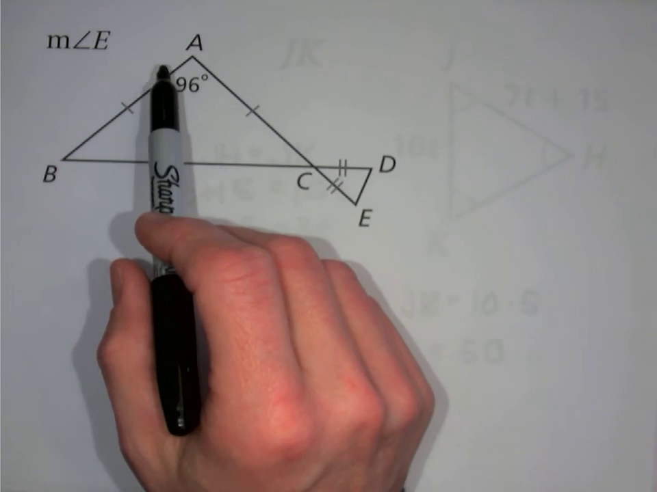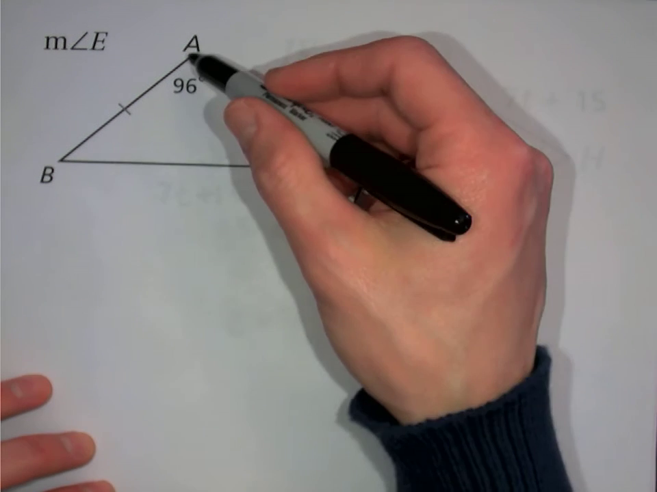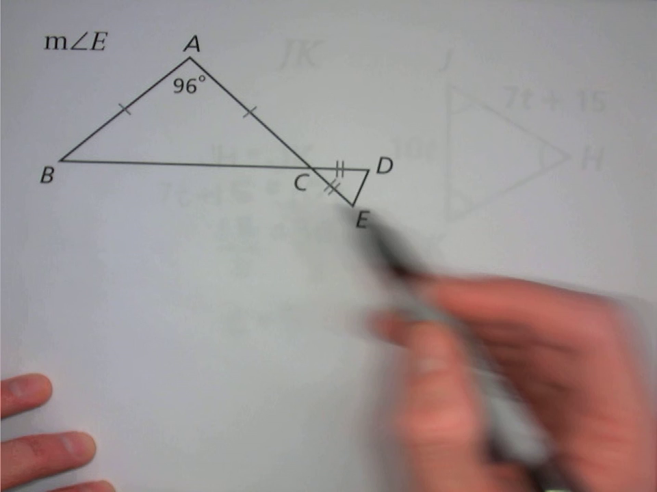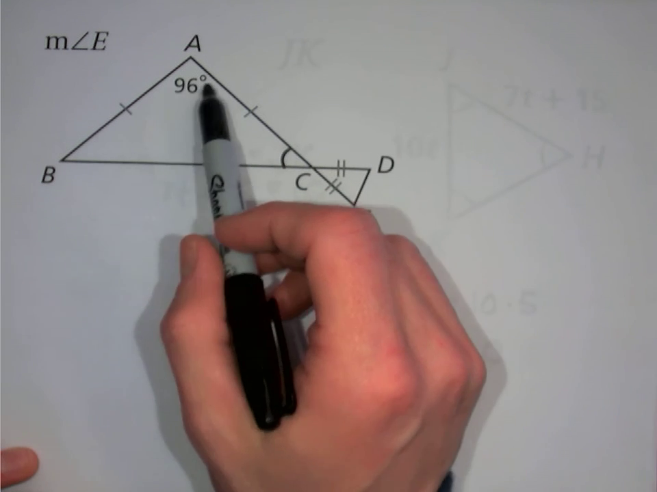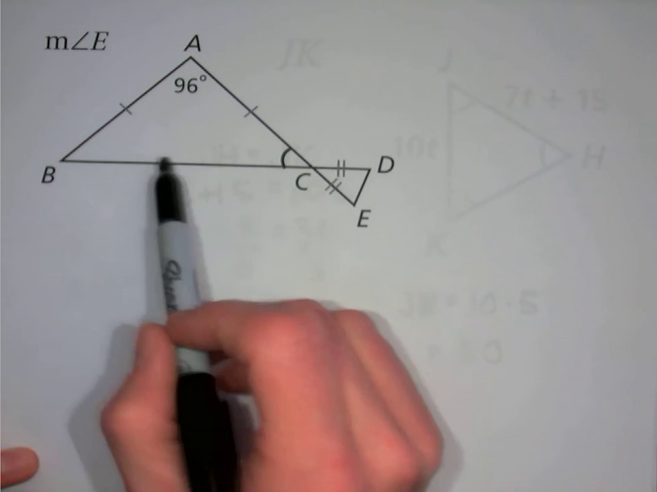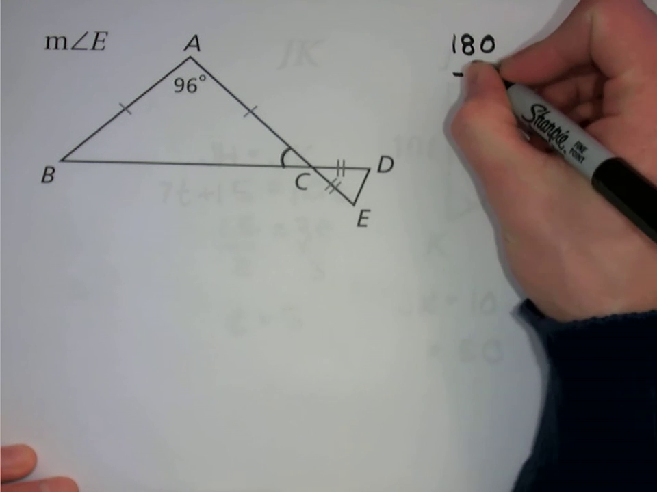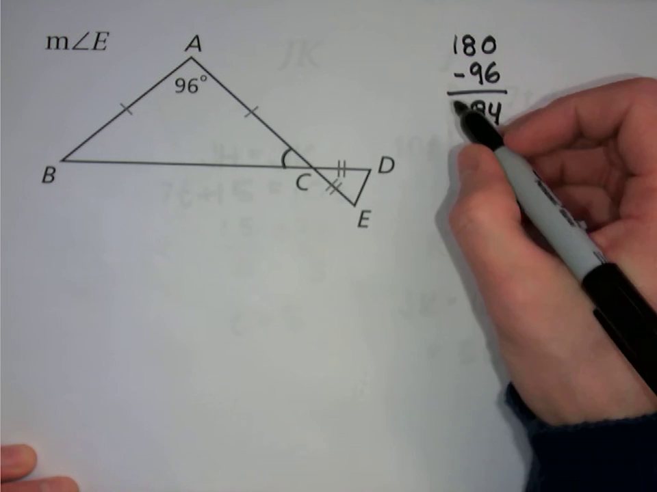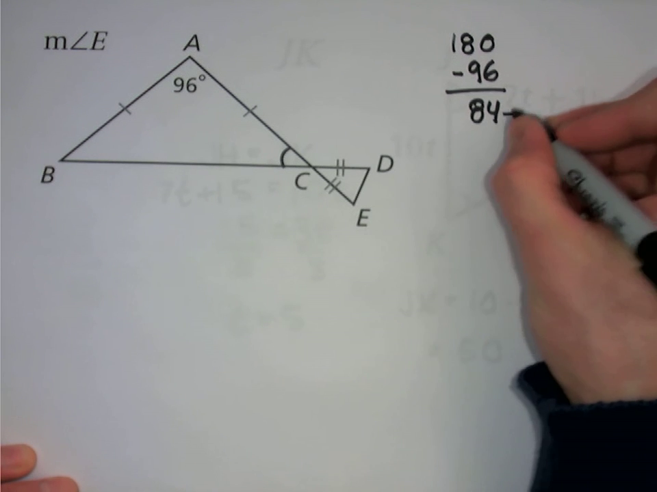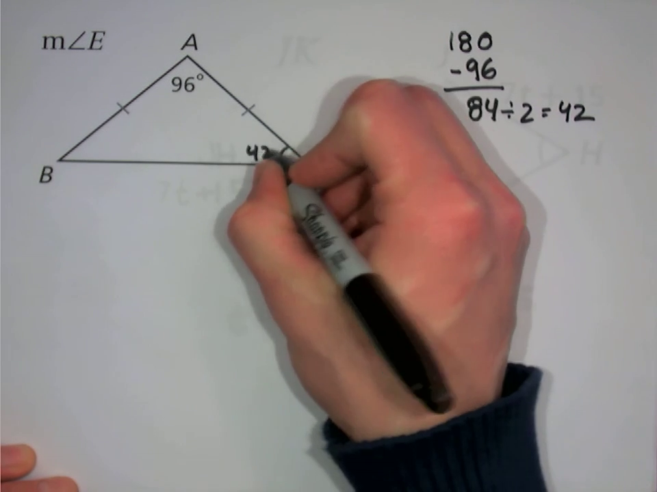Well, we know that angle A, our vertex angle, is equal to 96. So I'm going to start by finding the measure of angle ACB. I want to know the measure of this angle right here. How can I do that? Well, this is just like our first problem, really. We have a vertex angle, and we're asked to find the measure of one of the base angles. So in order to do that, I'm going to subtract 96 from 180. So 180 minus 96 gives me 84. I'll divide that by 2. 2 into 84 is equal to 42. So angle ACB is 42 degrees.